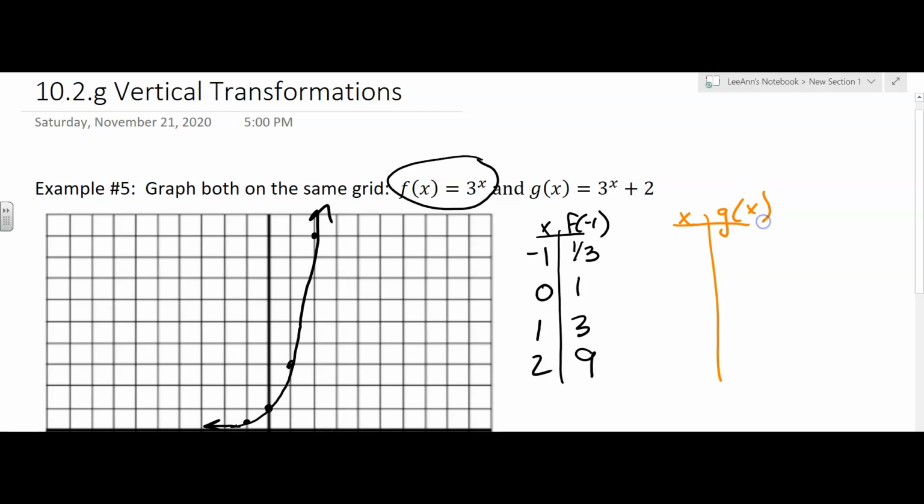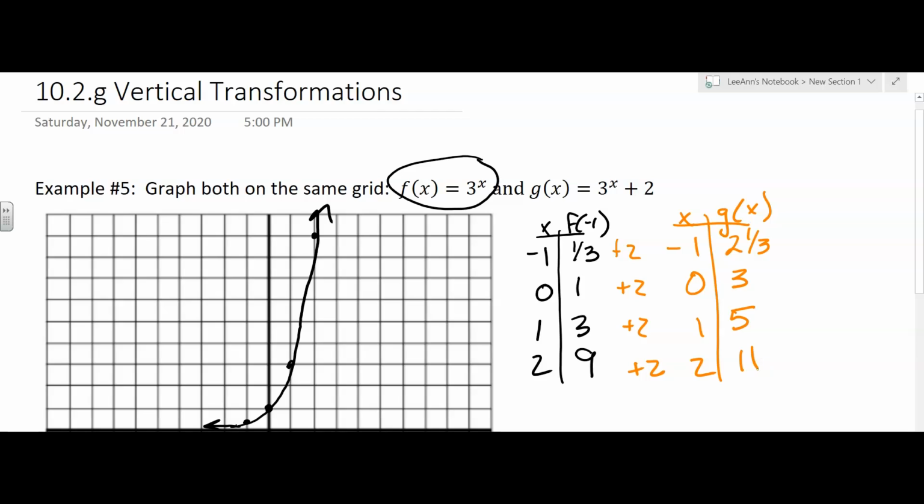I'm going to pick the same x values, -1, 0, 1, and 2. But what's going to happen to each of these outputs from the f of x graph, I'm going to be adding 2 to each of them. So then I'm going to get 2 1/3, 3, 5, and 11.